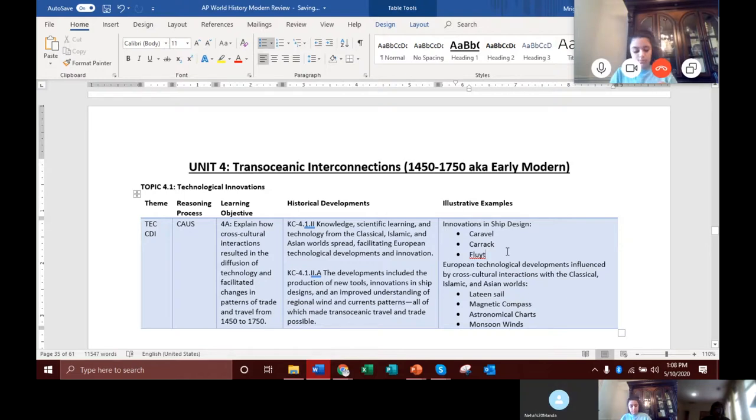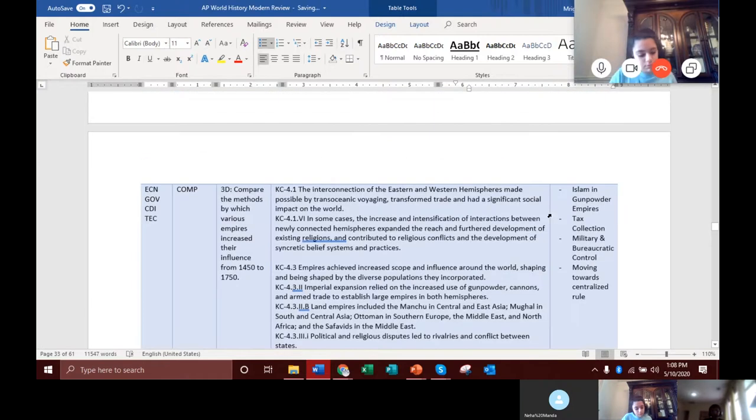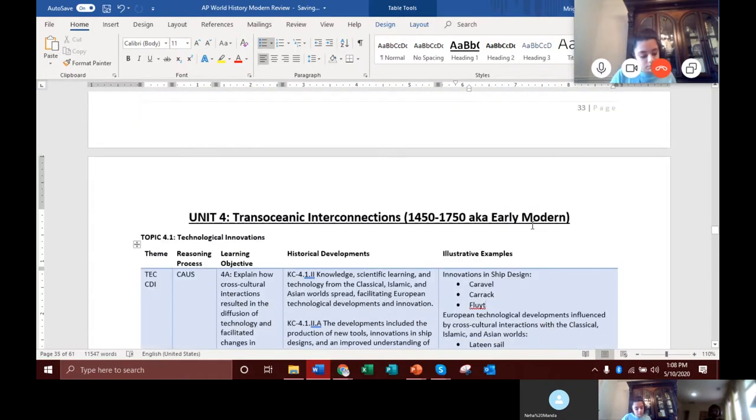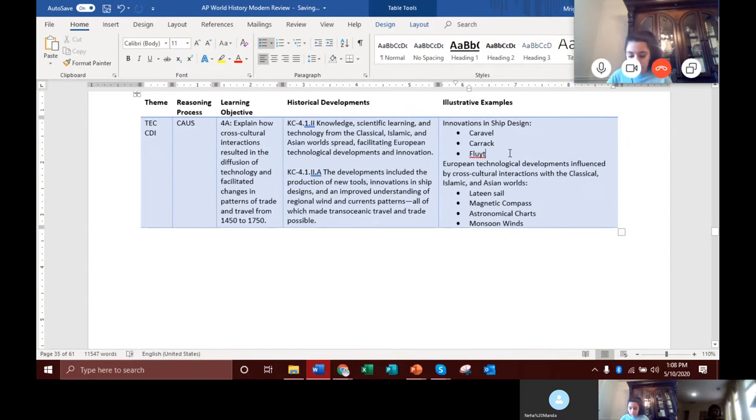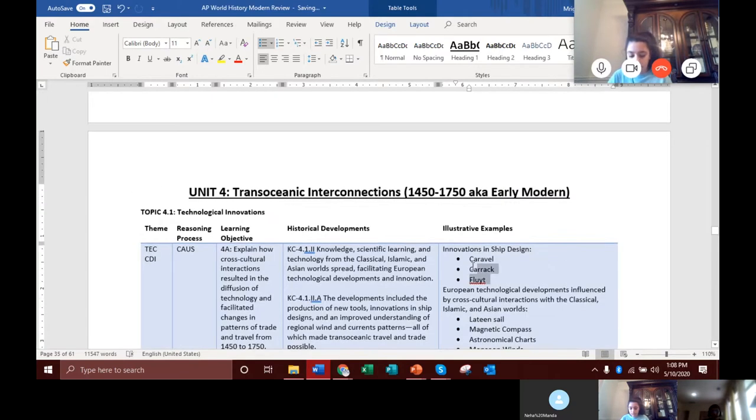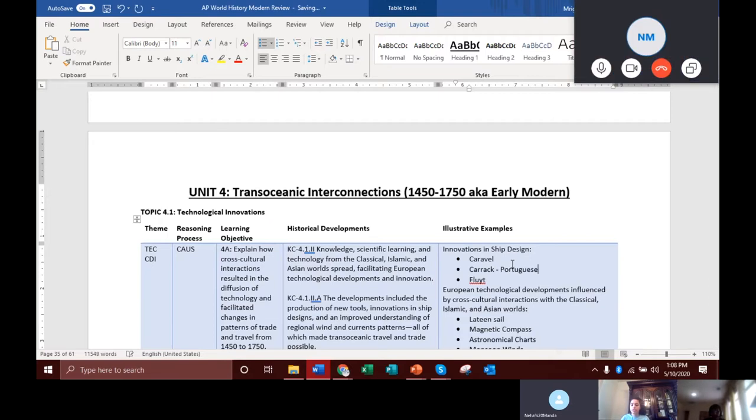And then of course we continued having our Chinese junk and our Arab dhow, but we've already discussed those in the previous unit. I think those were more important in Ming for Zheng He's voyages. When we're looking at Europe, we're more concerned about these three. The carracks were mostly used by the Portuguese, and the caravels were Portuguese and Spanish. And then fluyts were Dutch. Dutch, yeah. Okay.